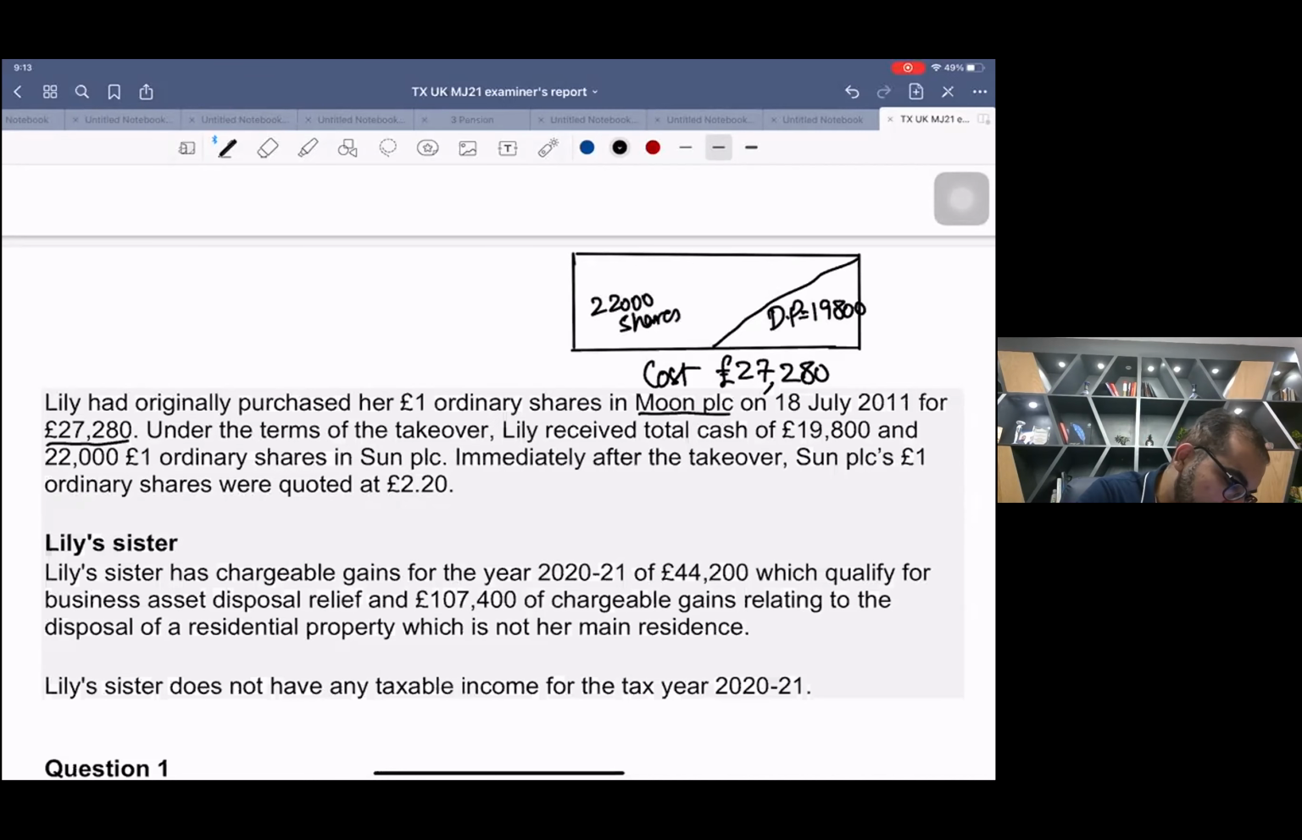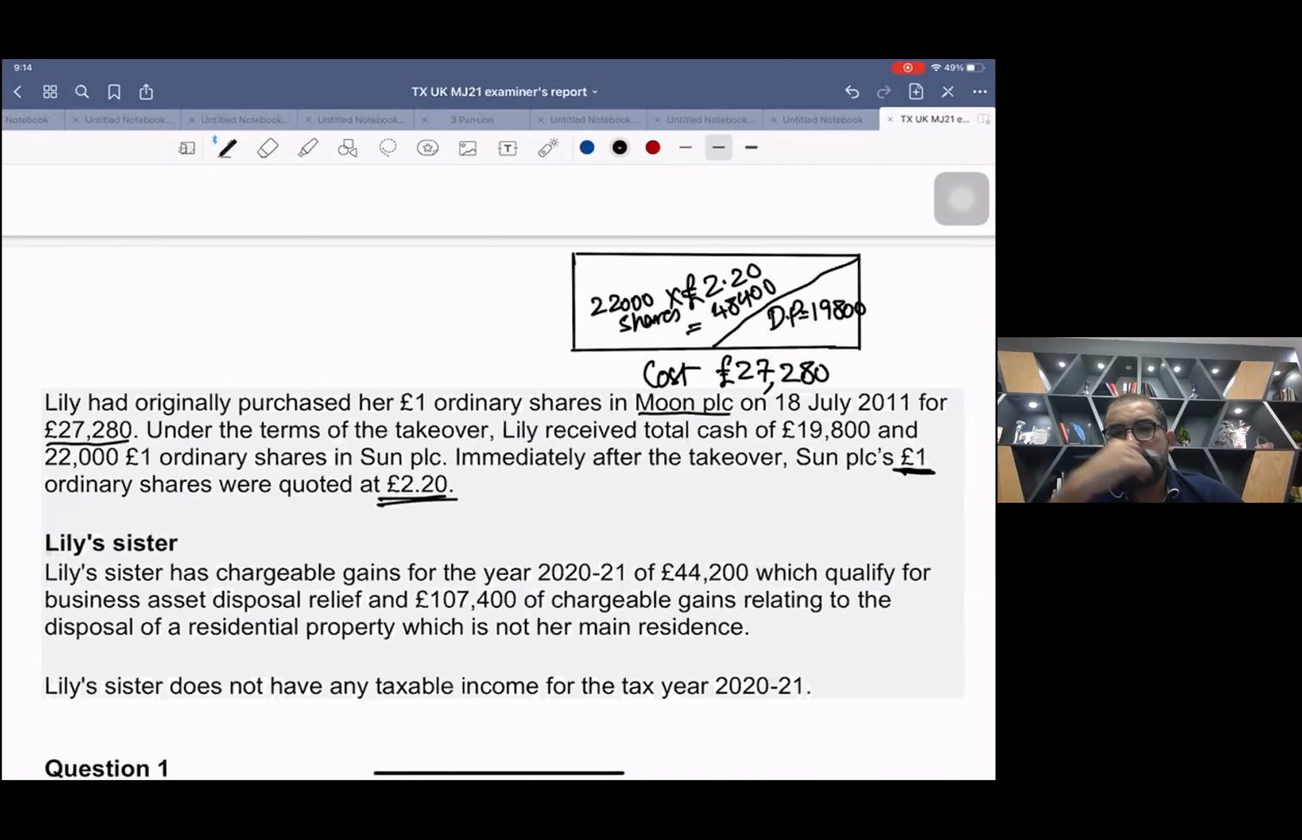And what is the market value? The market value of Sun PLC shares. Pound one is the face value. You have to use market value. Quoted means the market price. The market value is 2.2. So 22,000 multiplied by 2.2 is how much? 48,400. This is the market value of the remainder.